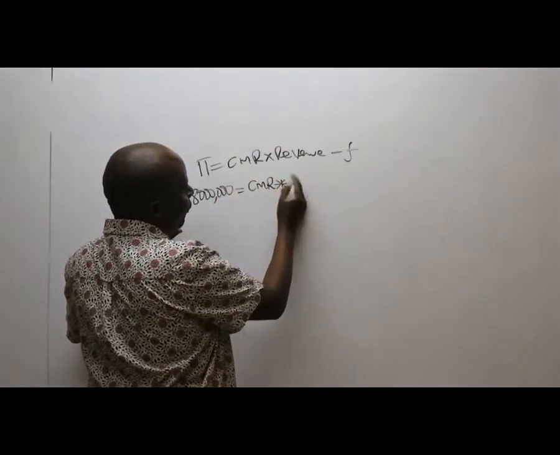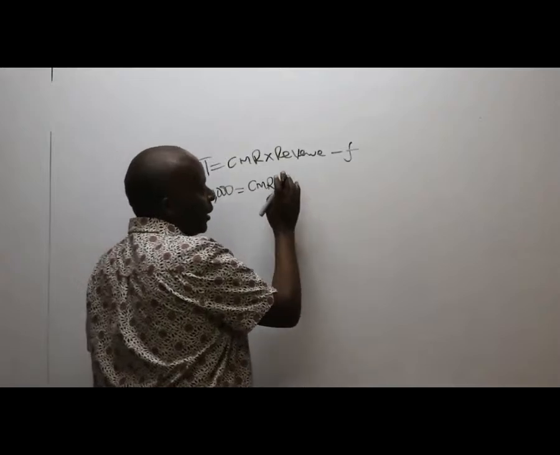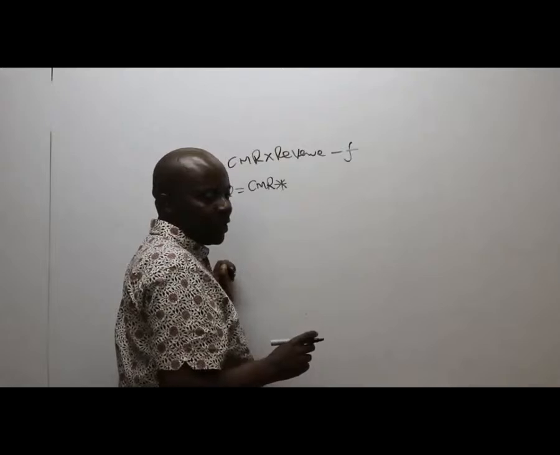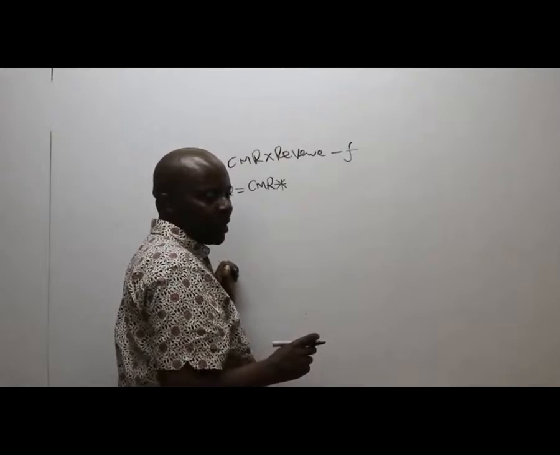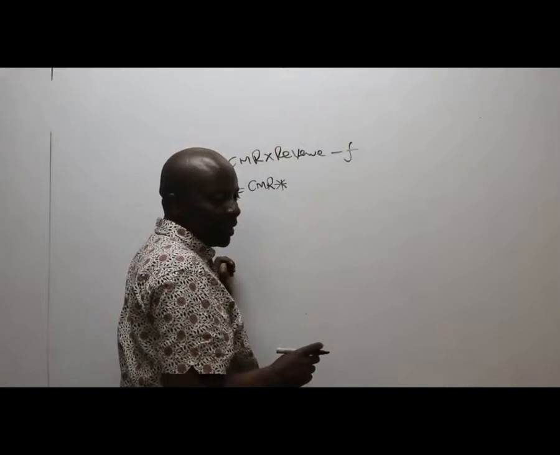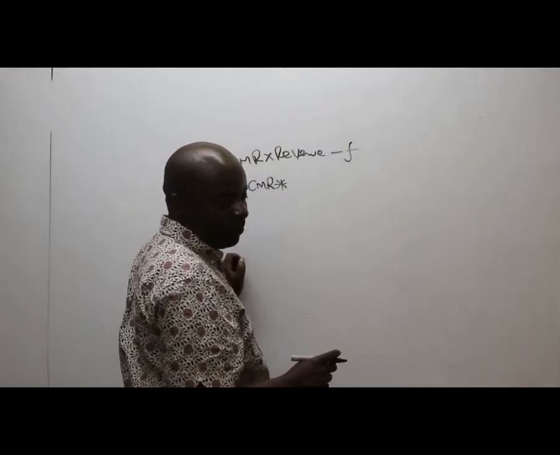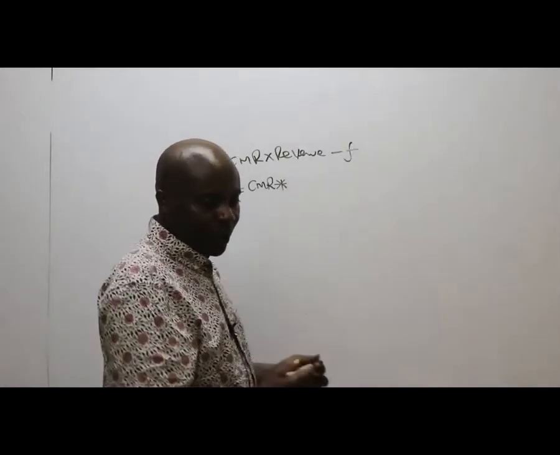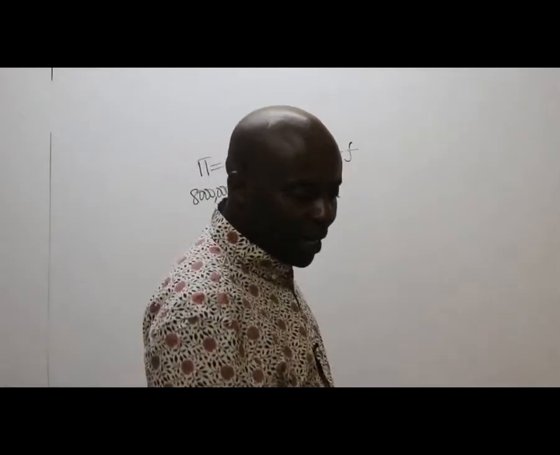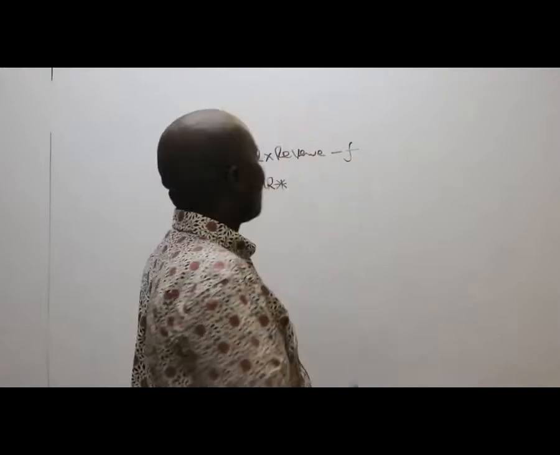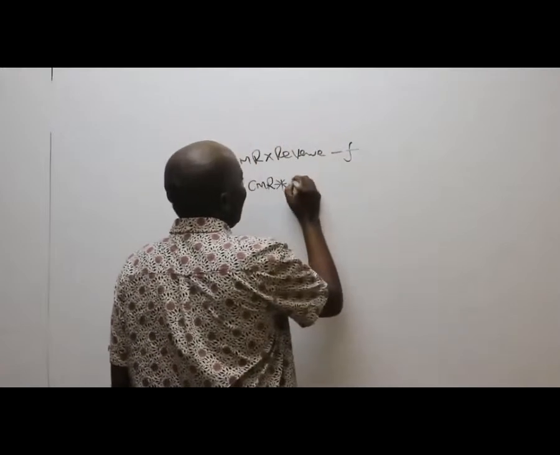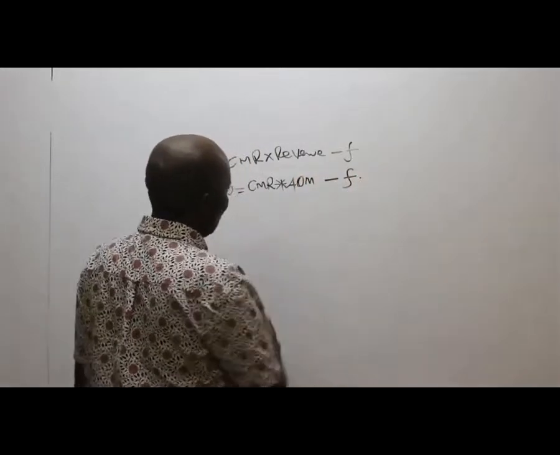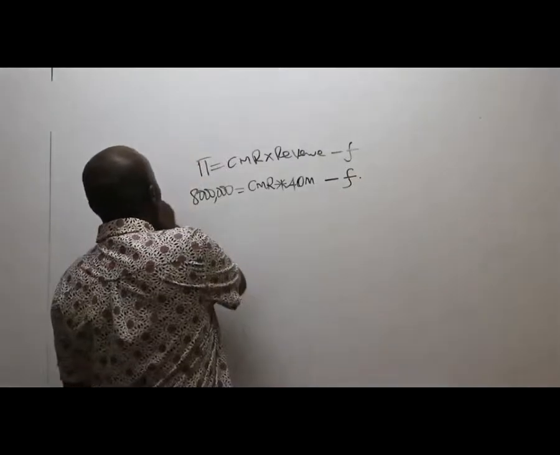But fortunately, we know the first year's revenue. Can somebody give me the 2007 revenue? They have given it to us. Yes, 40 million. So it will be CMR times 40 million minus fixed cost, which we also don't know. Fixed cost we don't know. That is using 2007.